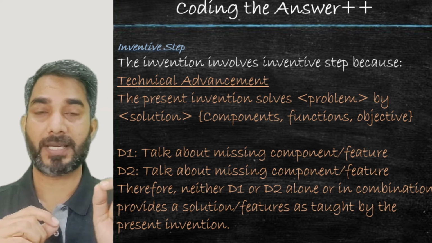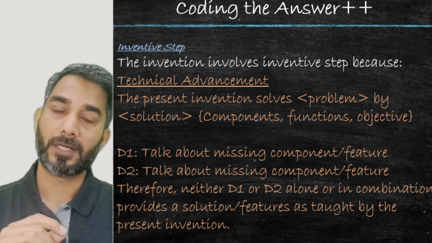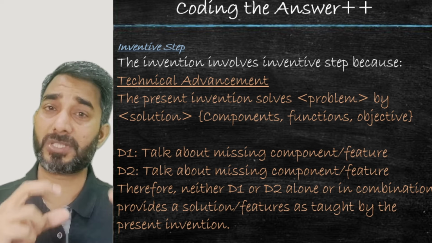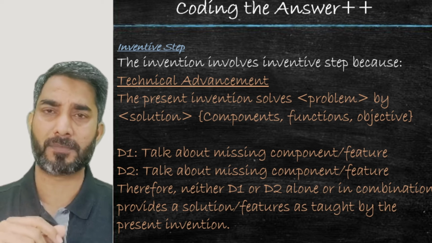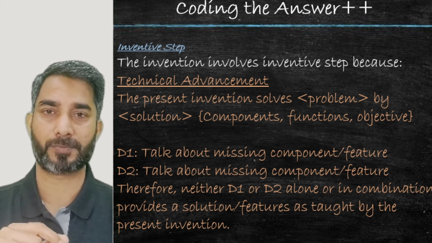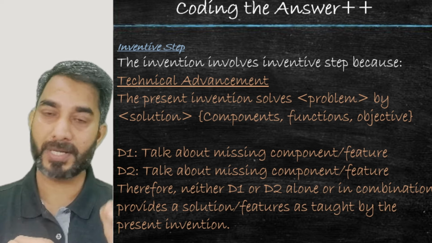So we say the present invention solves a problem by components feature set. See, this is just a template, but when you see an example, you will be able to relate to it: what is the problem that my invention is solving, or what is the solution that my invention is providing, and how that solution has come about because of the components, because of the features.